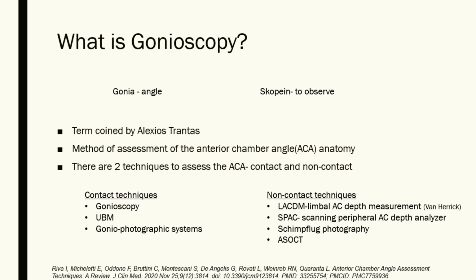The term was coined by Trantas. It is just a way of assessing the angle of the anterior chamber. There are two techniques to do so, contact and non-contact. Gonioscopy comes under a contact technique.